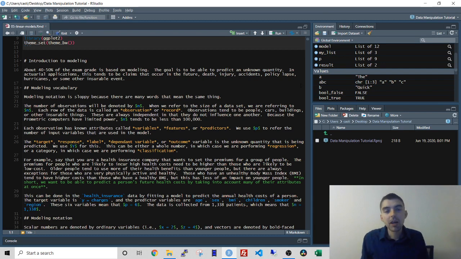The thing that we're trying to predict can be called either the target, the response, the label, the dependent variable, or the outcome, depending on who you ask. We'll also sometimes just call this y. Why? I don't know. This could be either a whole number, in which case we're doing something that's called regression, or it can be a category, like red, green, blue, or yellow, in which case we're doing something that's called classification.